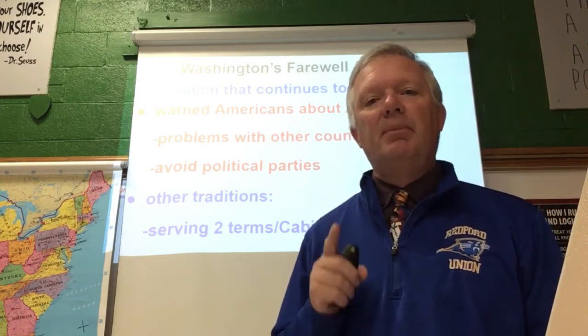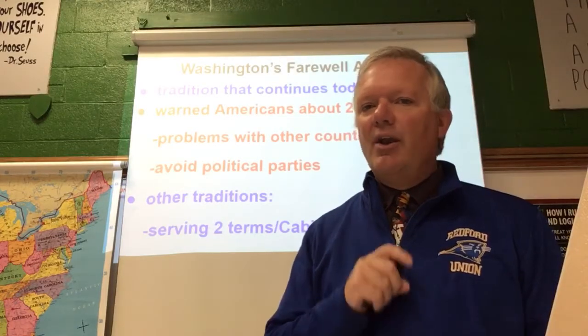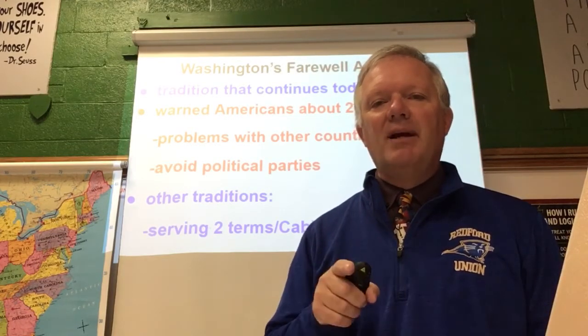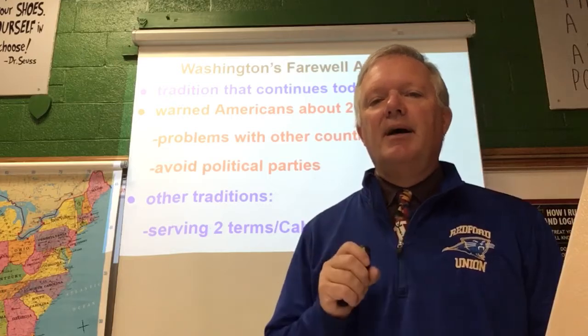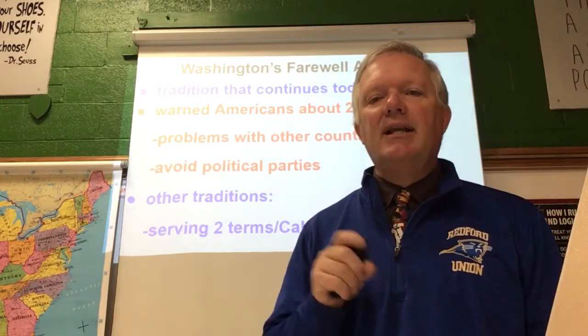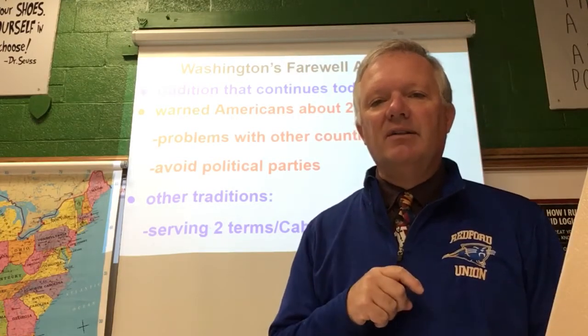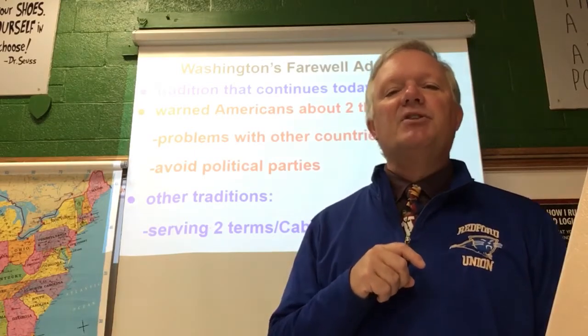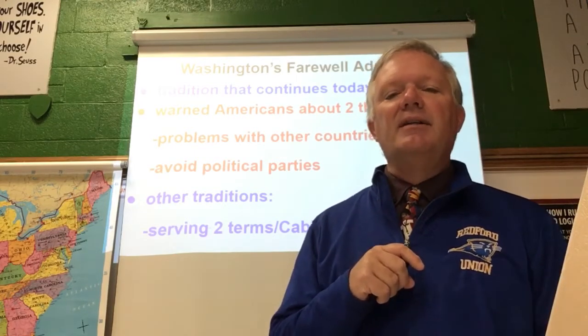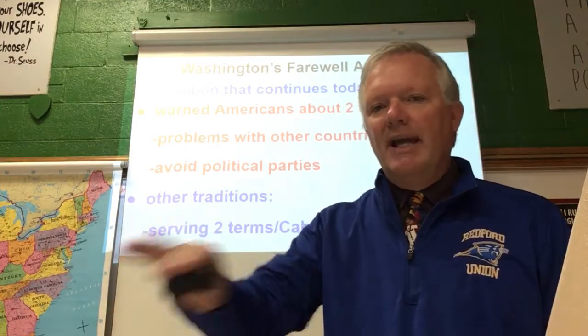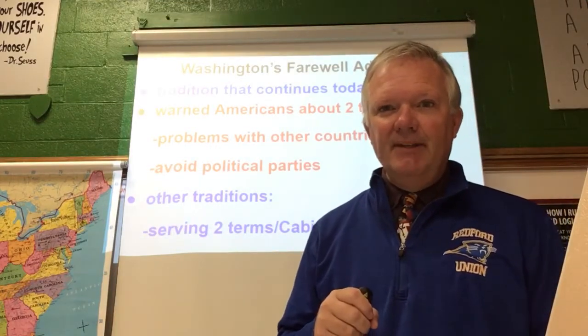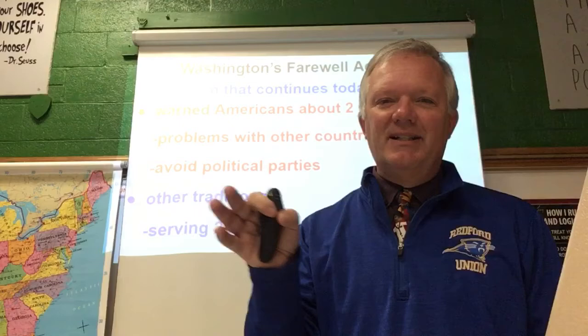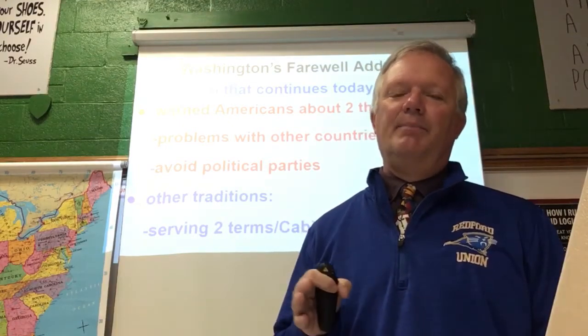The second was political parties. They had already started while he was president. Alexander Hamilton and his followers are going to be called the Federalists. And then Thomas Jefferson and his followers are going to be called Democratic Republicans. We'll shorten that to Republicans. So, I mean, he's warning people stay away from these things, but it's already happening.